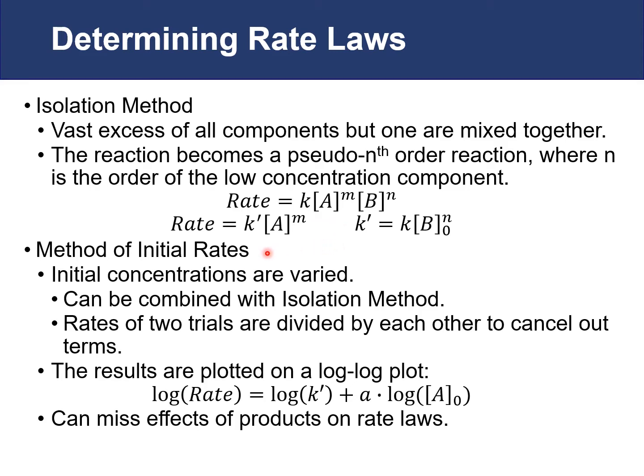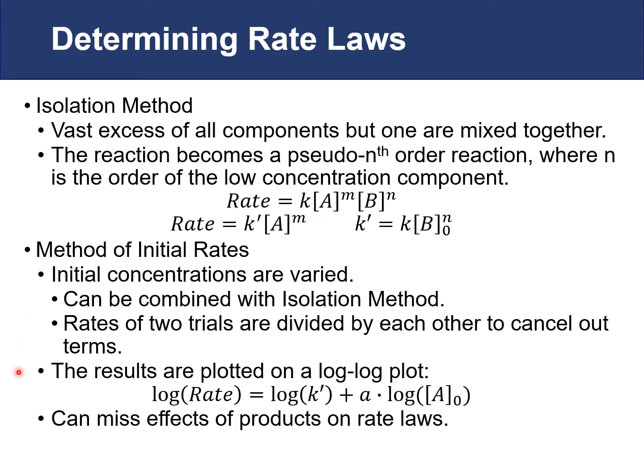The other method that gets used is the method of initial rates. For this particular method, the initial concentrations are varied. To do this, you have to do multiple trials where you're changing the concentrations of each component one at a time. It can be done in combination with the isolation method, although it doesn't have to. The rates of two trials are divided by each other in order to cancel out some of the variables so that we can solve our multivariable equations. We will go through an example of this process in just a little bit.